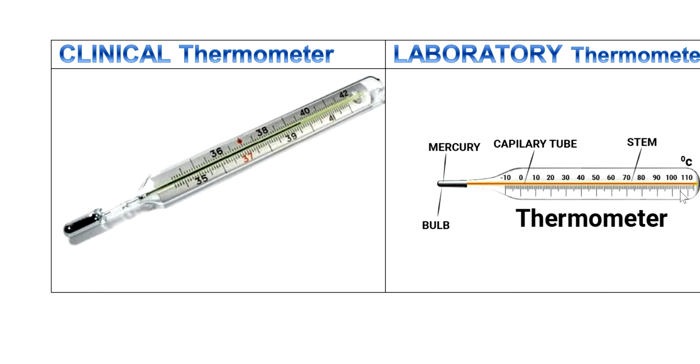If you take their difference, 110 and minus 10, you will get 120 degrees. So in comparison to the clinical thermometer, which had a difference of 7 degrees, here it's a difference of 120 degrees. So 7 degrees and 120 degrees.